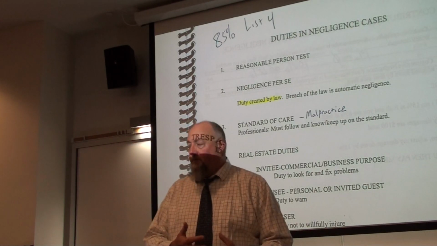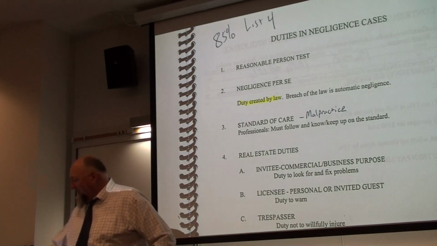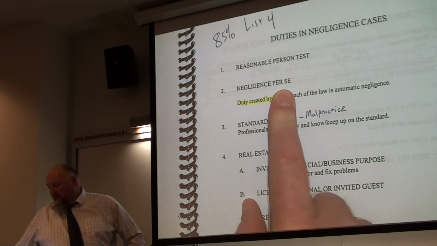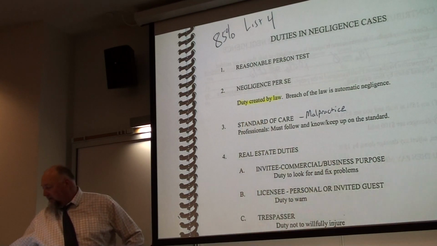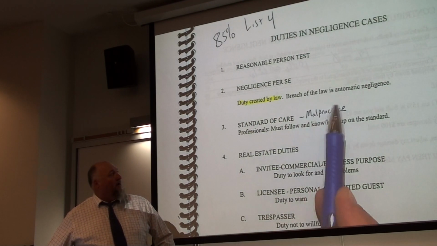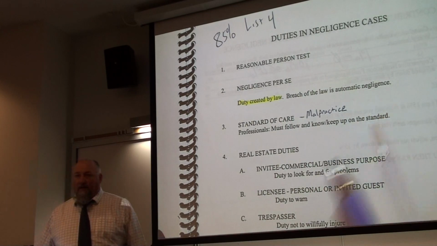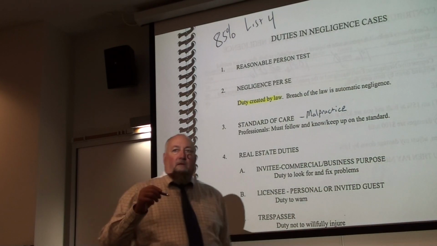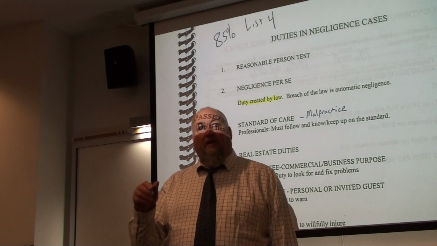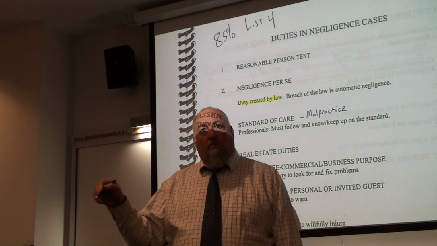So basically, this standard, negligence per se, is when there is a duty that's created by law, and breach of that law is essentially automatic negligence. Now, with that said, you still have to prove that the breach of duty was the cause of the injury.